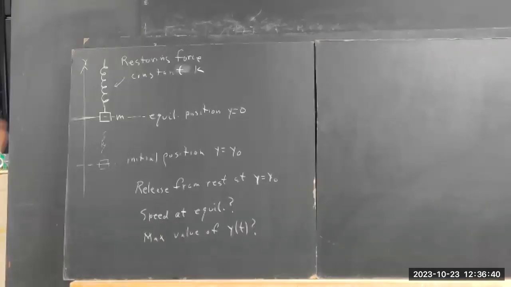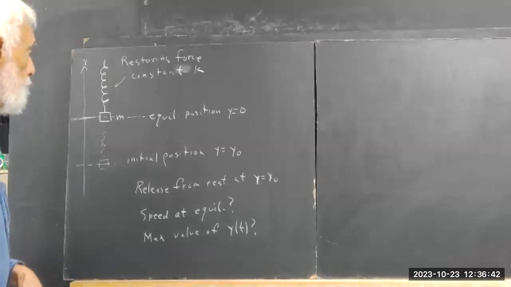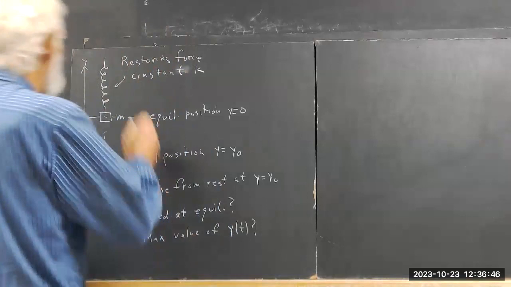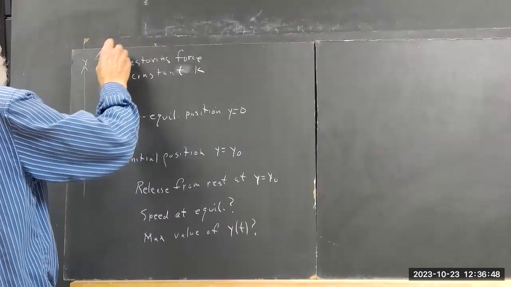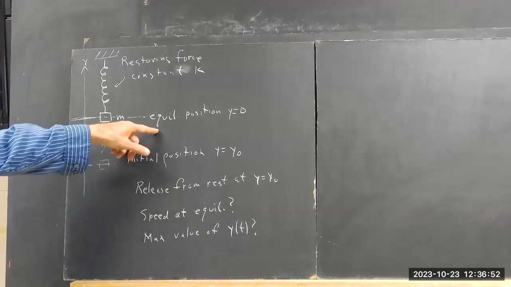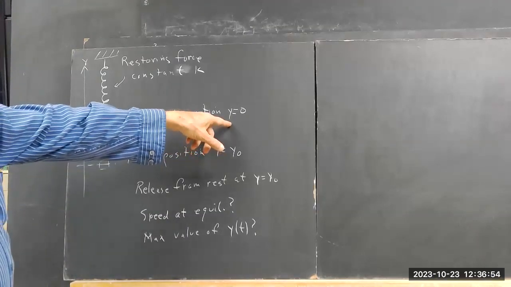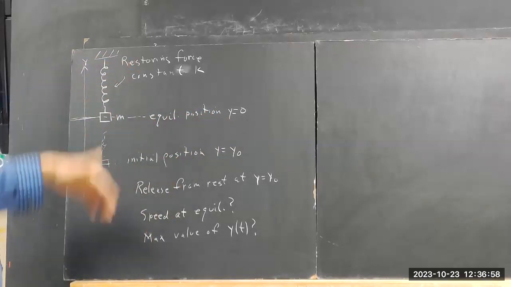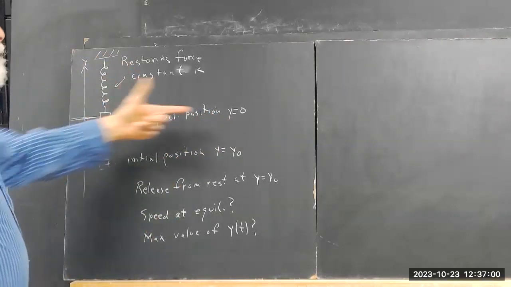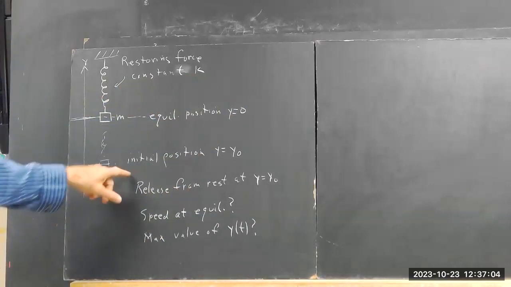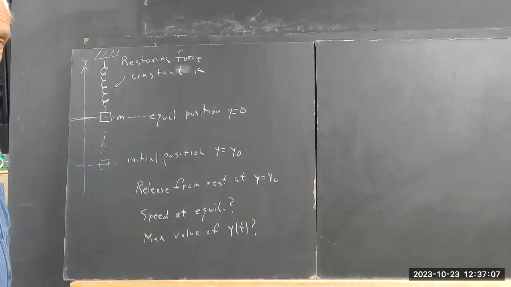Okay, this crude picture depicts a mass suspended from a spring, and we'll assume there's something solid up here to support the mass. Equilibrium position, we're going to set y equal to 0 in equilibrium. We could set y equals 0 any place we want to, but it's a whole lot simpler to set y equal to 0 at the equilibrium position. Initial position is going to be y equals y sub 0.